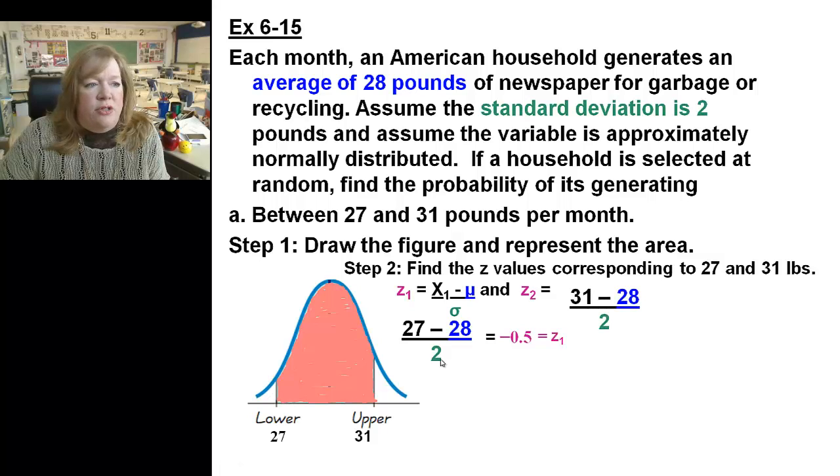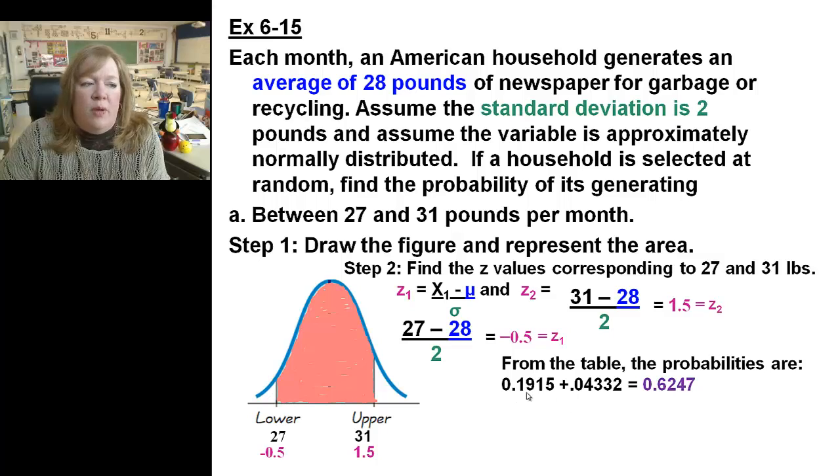Then find Z2, 31 minus 28. So we're using this data value minus the mean over the standard deviation, which gives us 1.5. There's our two Z values. Find the probability on your table, and you will find that they are 0.1915 and 0.4332. I'm sorry, I said 0.04332 — that was a typo. I apologize.